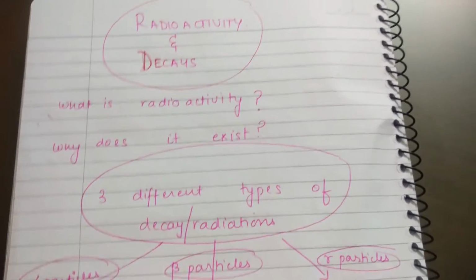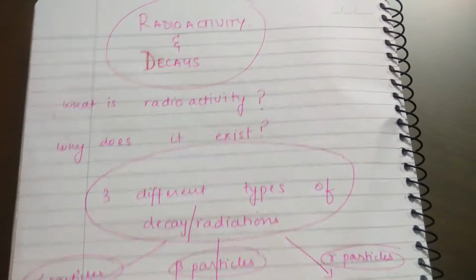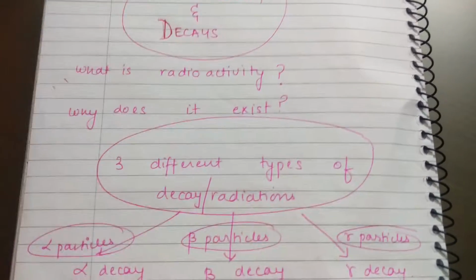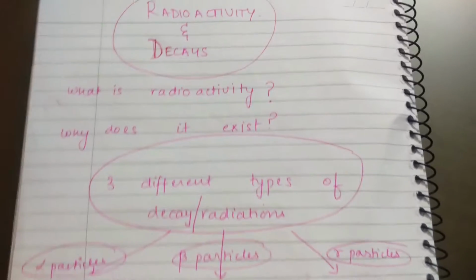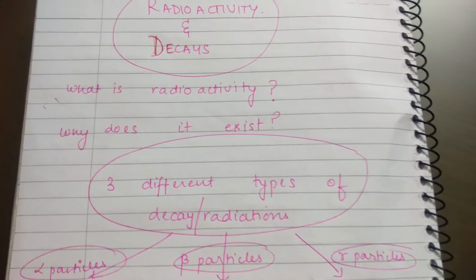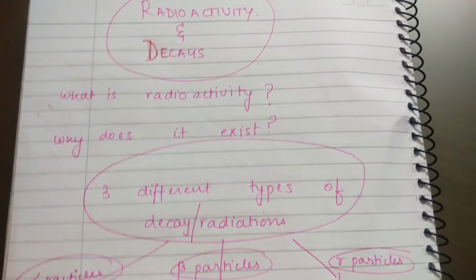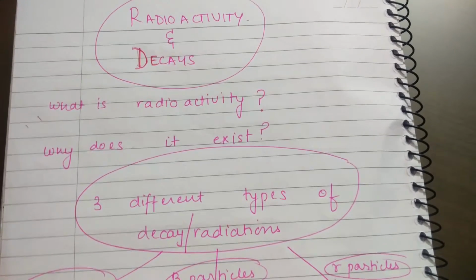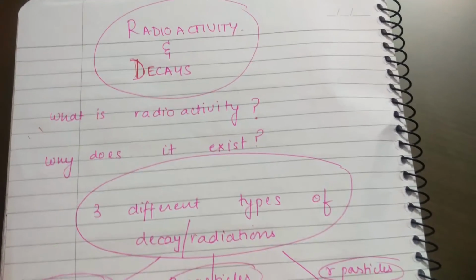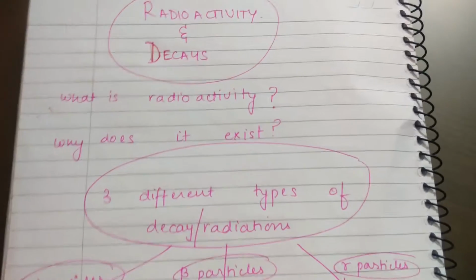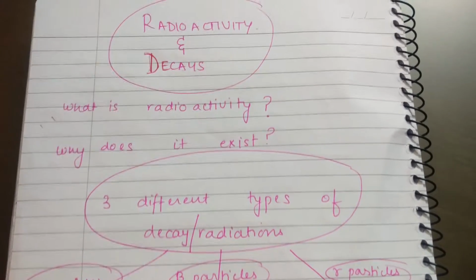Why does radioactivity occur? What causes a nucleus to become radioactive and start emitting these different radiations? Radioactivity occurs when there is a large difference between the mass number and the atomic number, which means that there is a lot of difference between the number of protons and the number of neutrons. It generally occurs when the number of neutrons is much larger as compared to the number of protons.